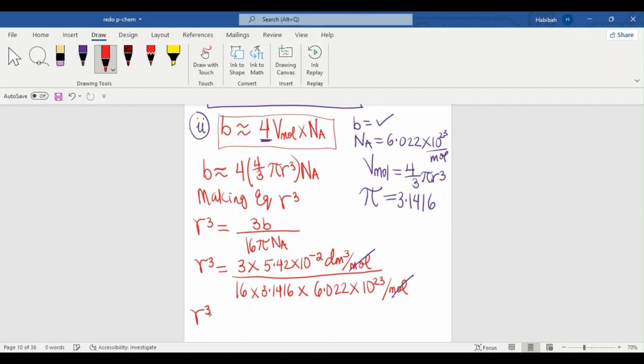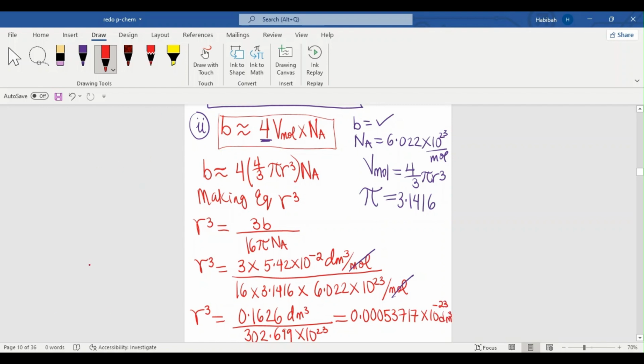We input this information in our calculator, but I'm going to break it down. Numerator first: 3 times 5.42 times 10 raised to the power of negative 2 dm cubed is simply 0.1626 dm cubed. I don't want to rush you guys, that's why I'm breaking it down. Then the denominator: 16 times 3.1416 times 6.022 times 10 raised to the power of 23. When you input it in your calculator, you get 302.699 times 10 raised to the power of 23. When you do all of that, you end up with 0.0005317 times 10 raised to the power of negative 3 dm cubed.